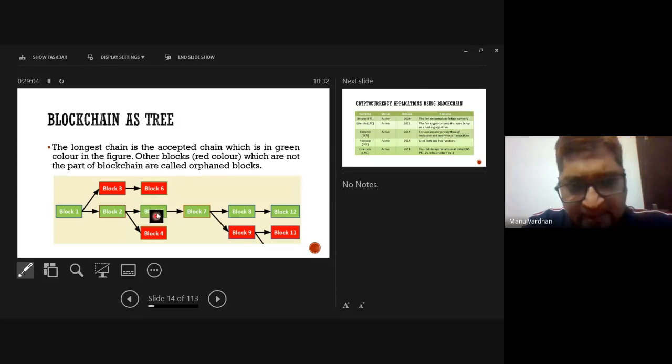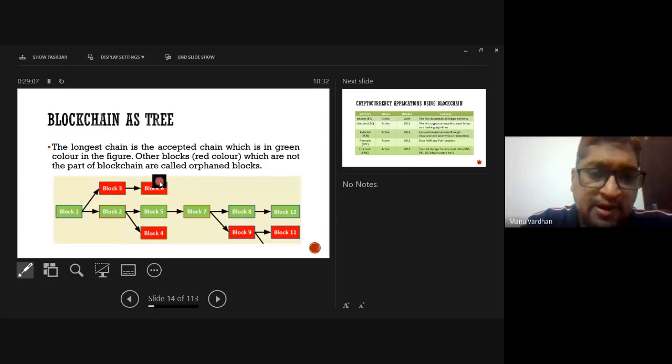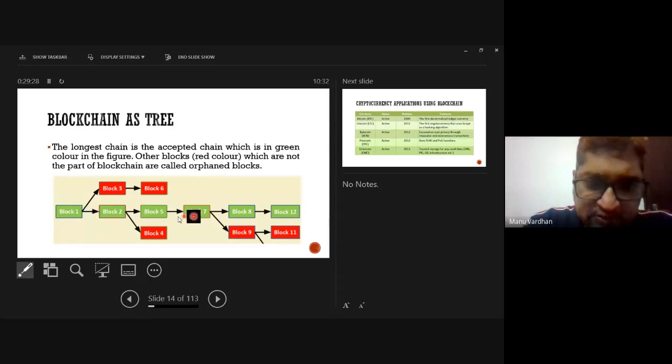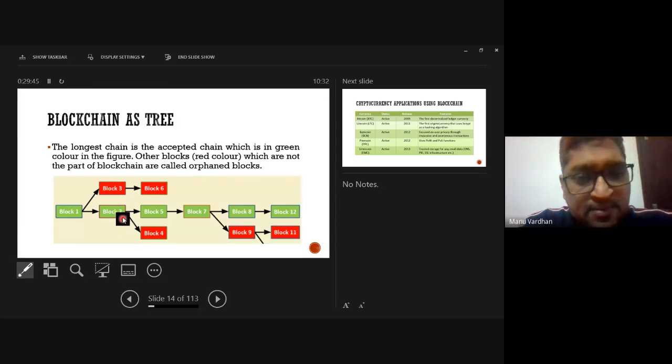Then again we have 3 miners who have mined the block at the same time. The other blocks will be considered invalid blocks or orphan blocks, and they will not be added to the blockchain. They will be sent back to the mining pool and they will be mined again. So this is what they mean by the tree-like structure, the blockchain as a tree. These are nothing but the orphan blocks, and they are not part of the blockchain, and they will be sent back to the mining pool and mined again by the miners. Once mined by the miners, they can be added to the blockchain.